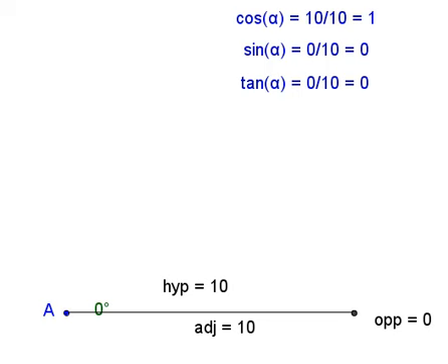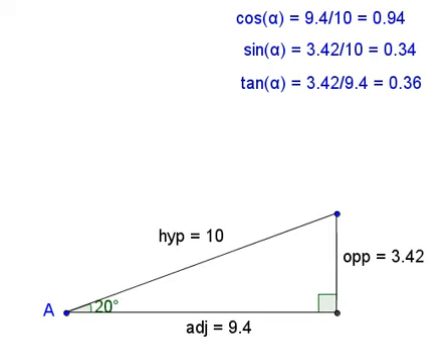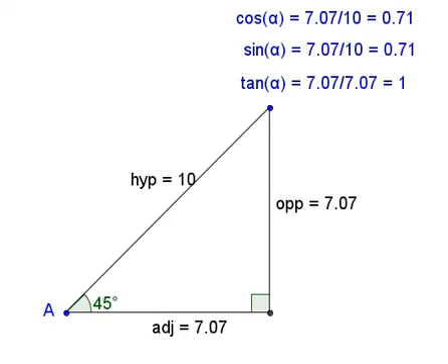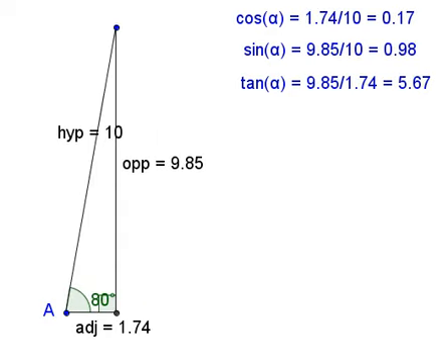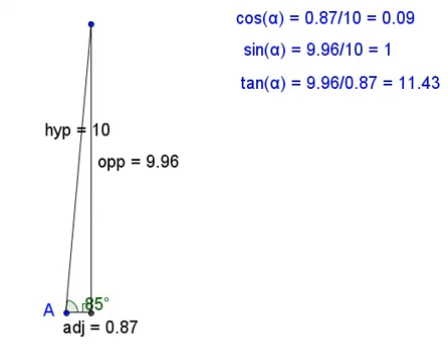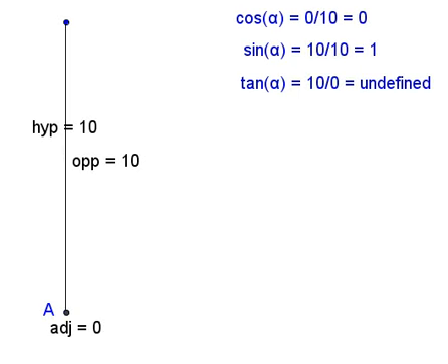As we gradually increase the angle, the shape of the triangle changes, and we can see that the values of the trig ratios change. In the most extreme case this way, we have an angle of 90 degrees, and the cosine of that angle is 0, and the sine is 1, and the tan is undefined.